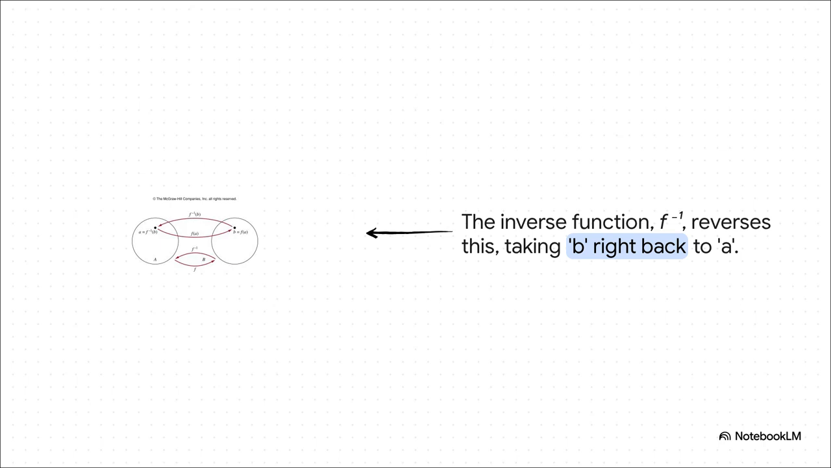The inverse function, which we write as f with a little -1, is the return trip. It's the bridge going back. It scoops up b from set B and takes it right back home to a in set A. It perfectly undoes the original journey. So if f of a equals b, then f inverse of b has to equal a.